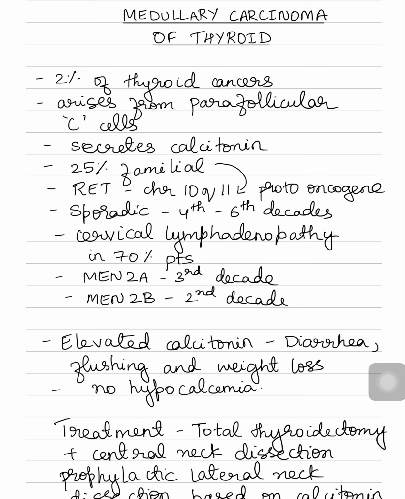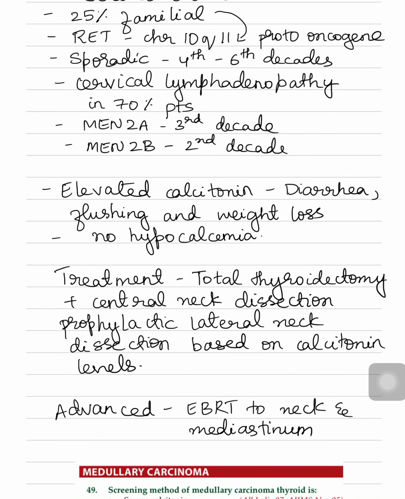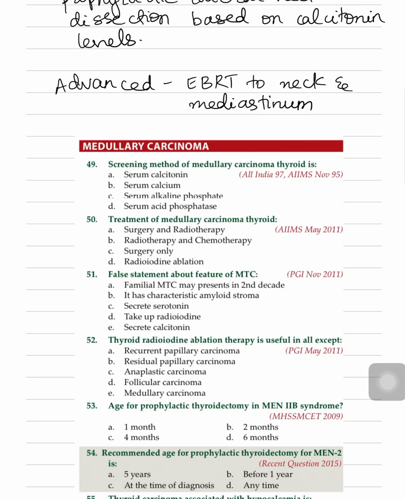MEN2A usually presents in the 3rd decade as medullary carcinoma thyroid, and MEN2B slightly earlier, in the 2nd decade. Elevated calcitonin can cause diarrhea, flushing and weight loss, but it never causes hypocalcemia. Treatment is total thyroidectomy with central neck node dissection, and prophylactic lateral neck dissection is based on the calcitonin level. Advanced malignancy requires external beam radiotherapy to the neck and the mediastinum. So we'll start solving the questions.